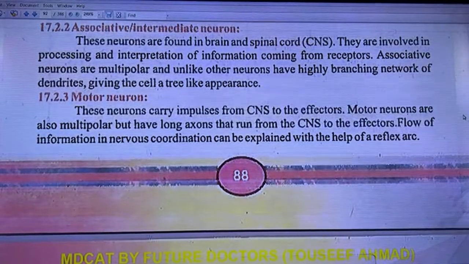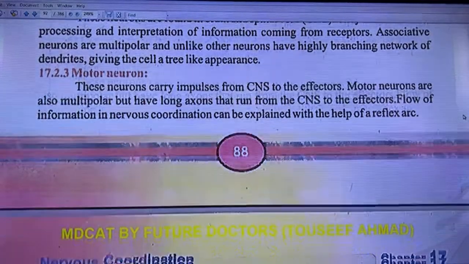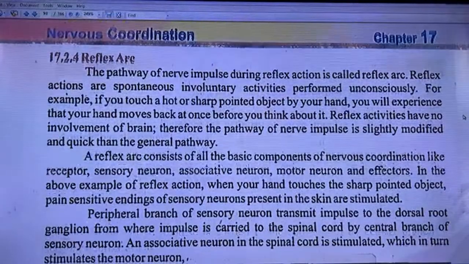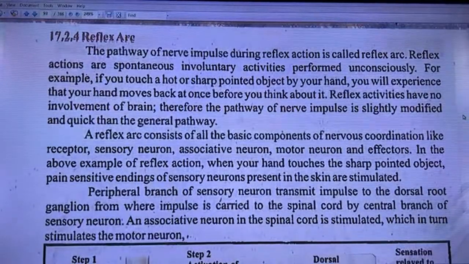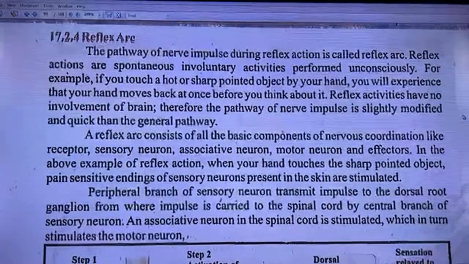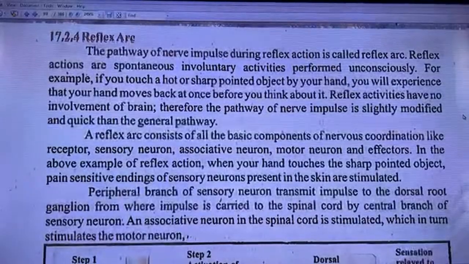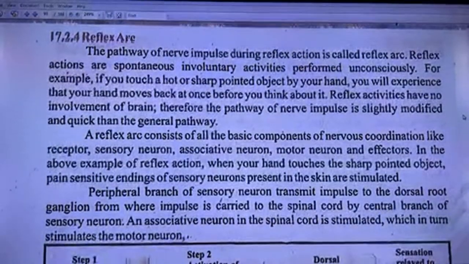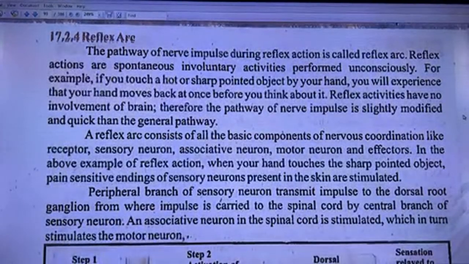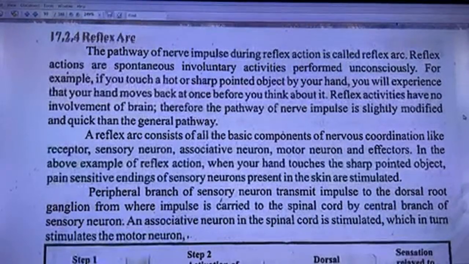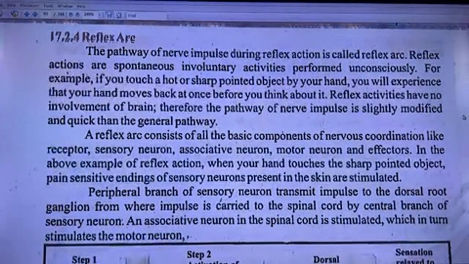Flow of information and nervous coordination can be explained with the help of a reflex arc. Reflex arc. The pathway of nerve impulse during reflex action is called the reflex arc. Reflex actions are spontaneous, involuntary activities performed unconsciously. For example, if you touch a hot or sharp pointed object with your hand, your hand moves back at once, before you think about it. Reflex activities have no involvement of the brain. Therefore, the pathway of nerve impulse is highly modified and quicker than the general pathway.